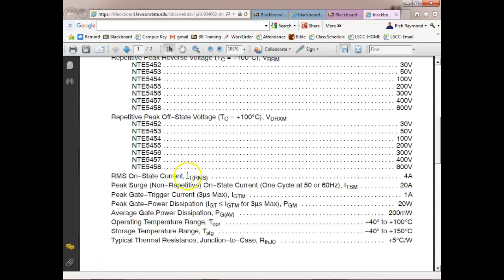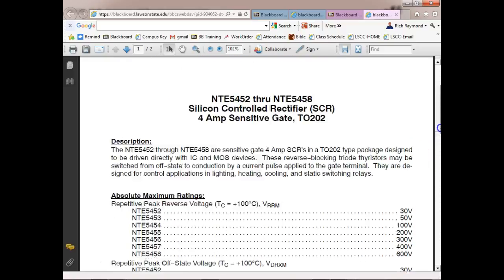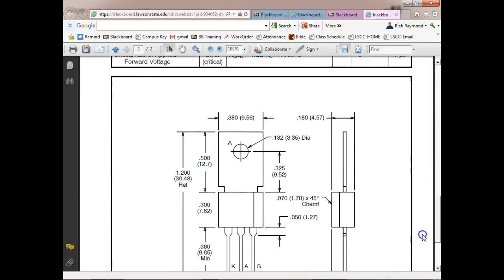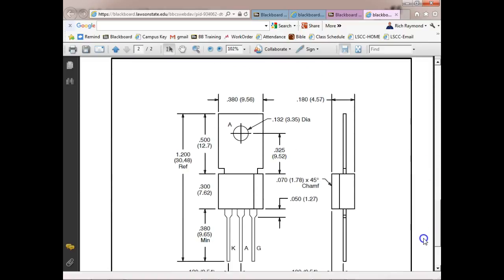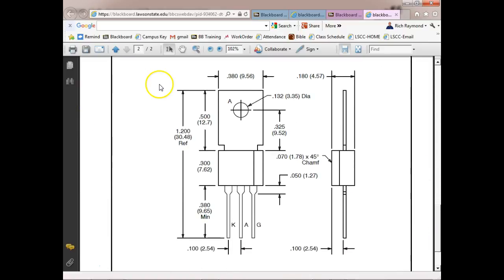And what else I'm looking for is the current. So the RMS on-state current, we can get what out of this guy? 4 amps. And it's in a TO-220 case. So this is the anode, and it's also got an anode lead. And then here would be the cathode, which we abbreviate K, and then the one on the right will be the gate.